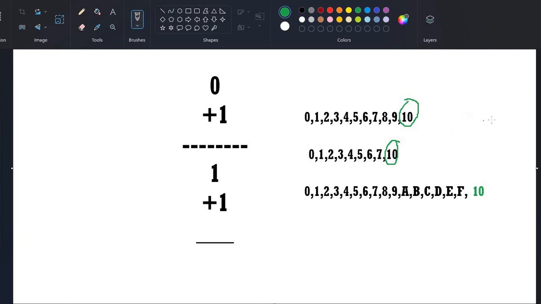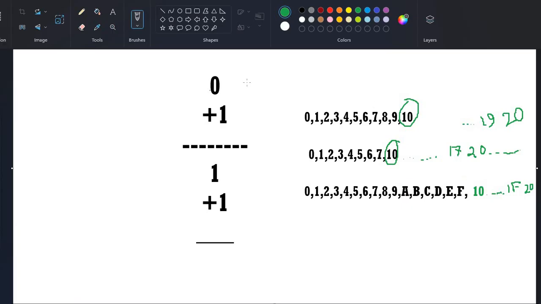11, 12, 13, 14, 15, 16, 17, 18, 19. Then what will come? 20, right? After 19, the number is 20, because 9 is the last symbol. So here also, after 11, 12, 13, it will come until 17. Then after 17, we have to write 20, then 21, 22, 23, like this again. In hexadecimal, 10, 11, 12, 13, 14, then 1F will come, and after that 20 will come. In this way, the numbers proceed in the different number systems.